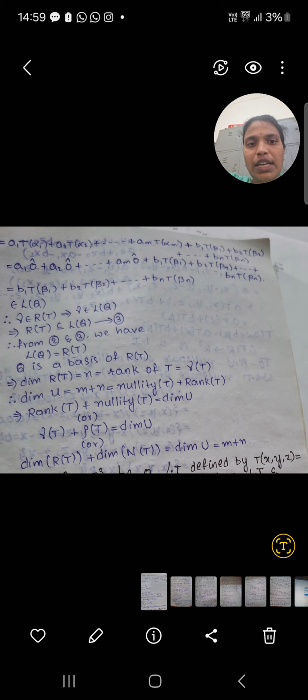Particularly, we have to memorize what dimension is. Dimension is nothing but the number of elements in a basis of that vector space. The number of elements in a basis is the dimension of that space.